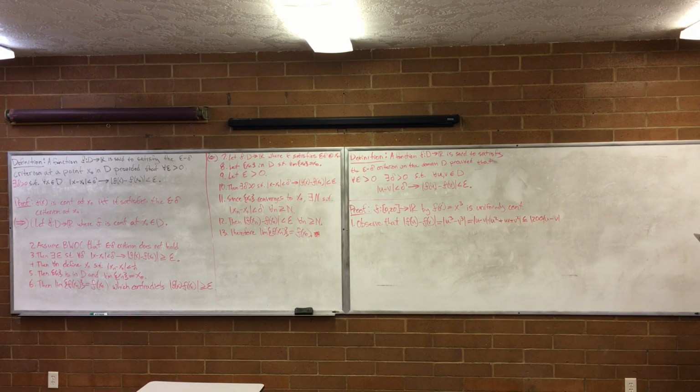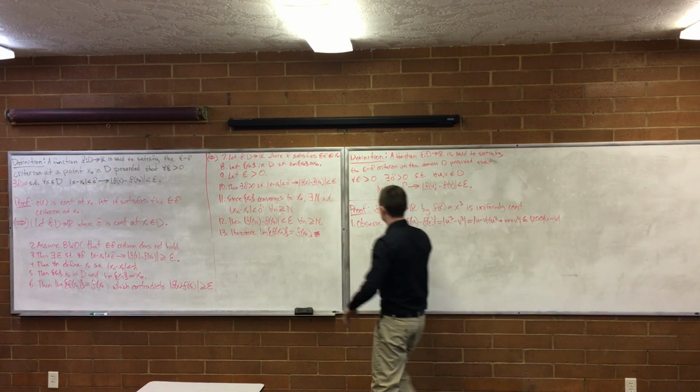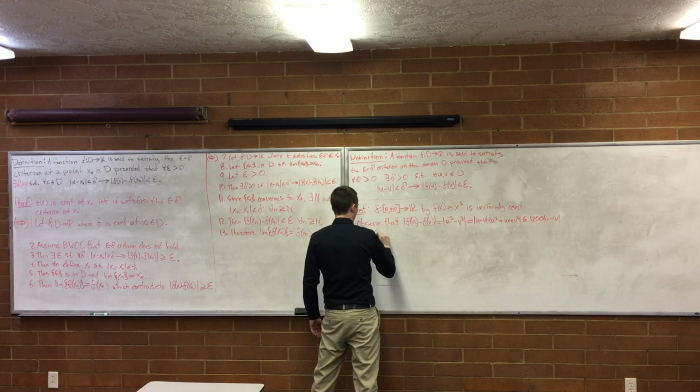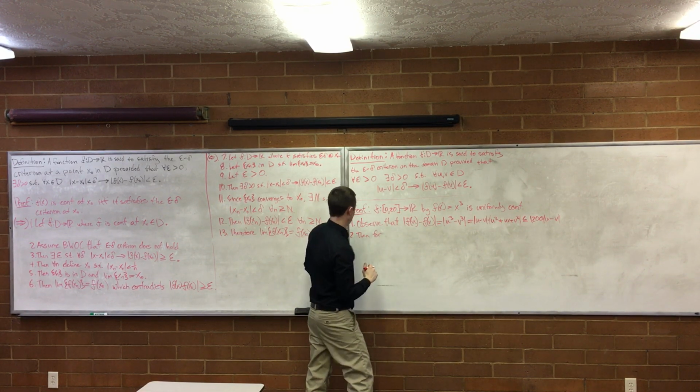Wait, don't u and v have to be different points in our domain, though? No, they're just two points in the domain, and the highest they can get is 20.